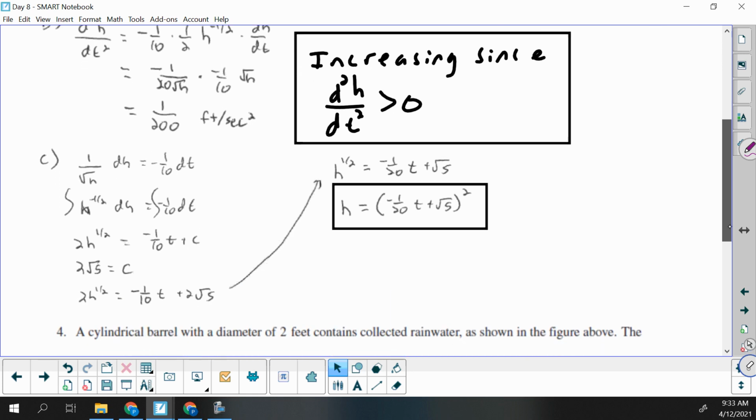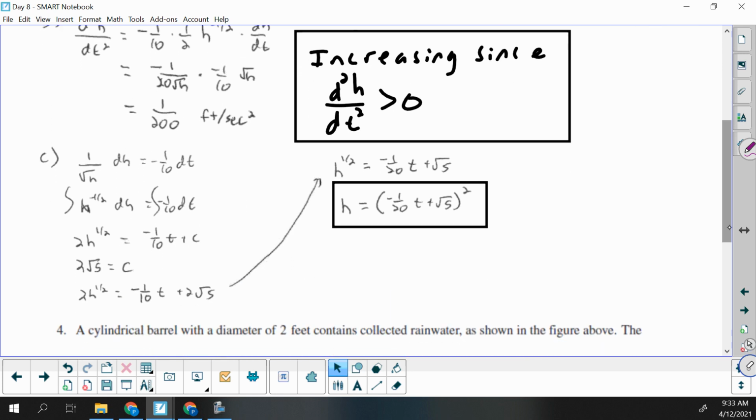So separation of variables, we've got to solve the differential equation. So divide the square root of h over, multiply the dt over, and we've got to take the integral of both sides. Well, that's really h to the negative 1/2, so exponent goes up 1, divide by 1/2 out front, we get 2h to the 1/2. We'll have negative 1/10 t plus our c.